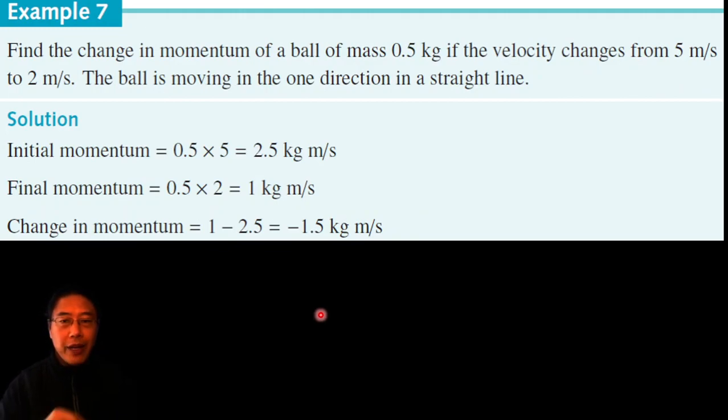Here we need to find the change of momentum, so apply directly the momentum using the initial velocity, which is 5. It's slowing down, so the final momentum will be that amount. You do a difference that gives you a negative amount. Don't forget the units.